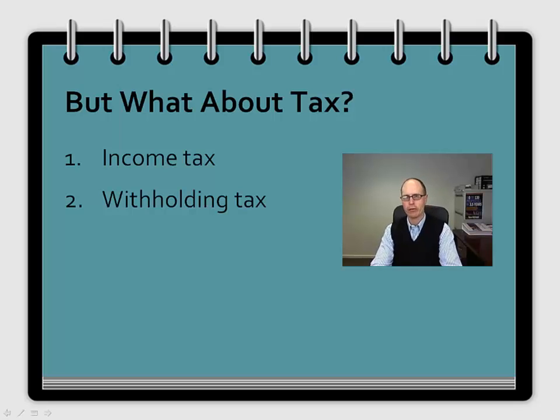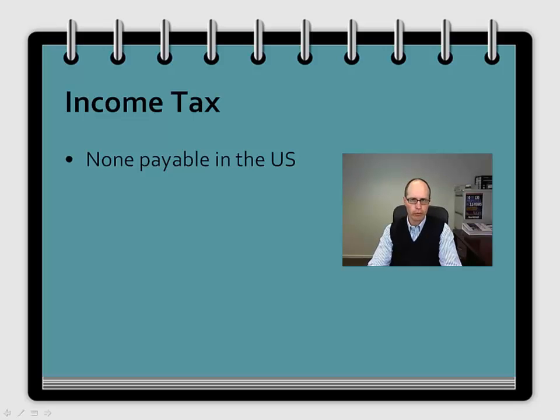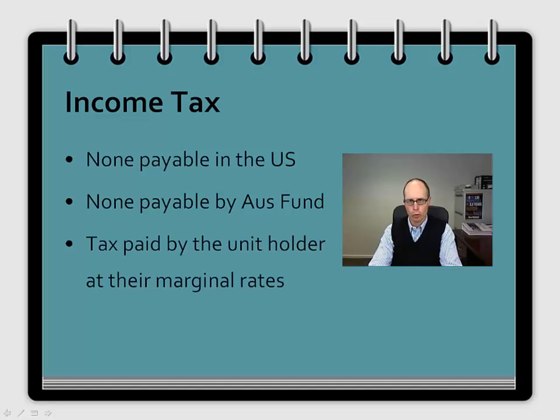What about tax, I hear you say? Well, there's 2 types of tax we need to worry about. First of all is income tax, and then we need to be worried about withholding tax. So in regards to income tax, the US Real Estate Investment Trust does not pay any income tax provided it distributes the money back to unit holders. The Australian Property Fund does not pay any income tax provided it distributes the money it receives from the US onto the unit holders, which means at the end of the day, you will be paying income tax on the distributions you receive from the Australian Managed Fund, and the amount of tax you will pay is dependent on what your marginal rate is.